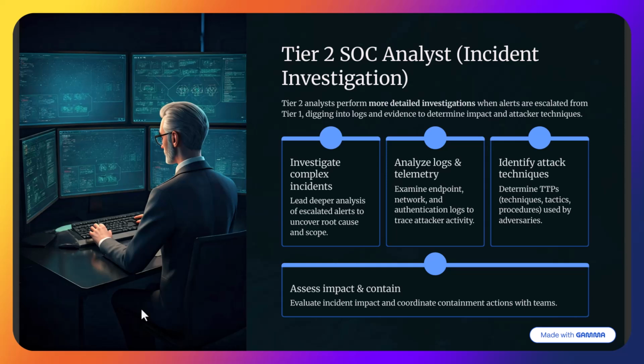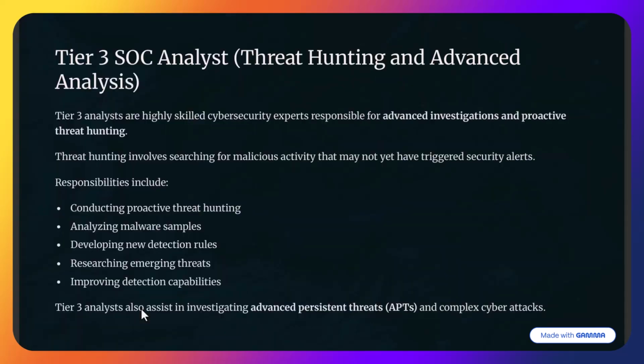Tier 3 SOC analyst, which is threat hunting and advanced analysis. Tier 3 analysts are highly skilled cybersecurity experts responsible for advanced investigations. They perform proactive threat hunting. Threat hunting involves actively searching for malicious activity that may not yet have triggered security alerts.